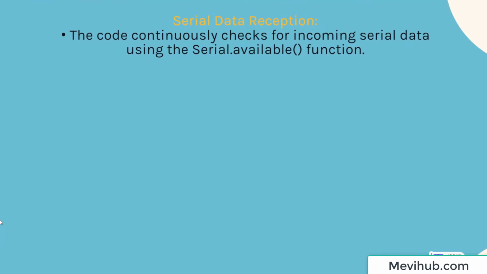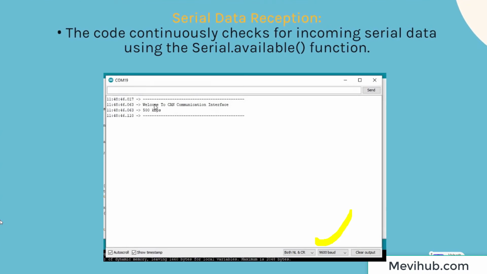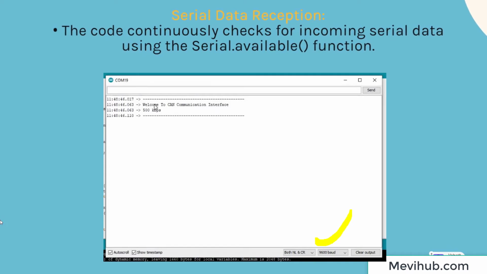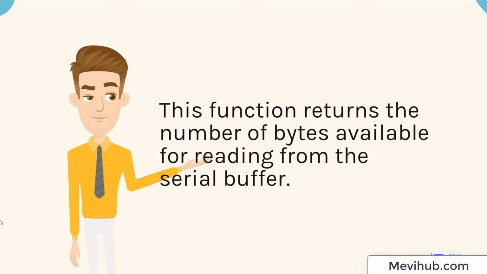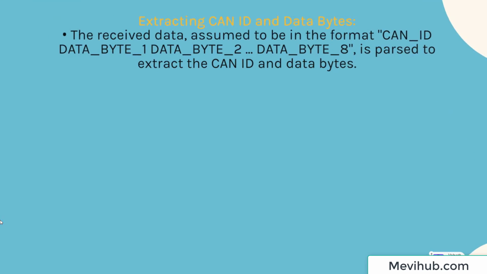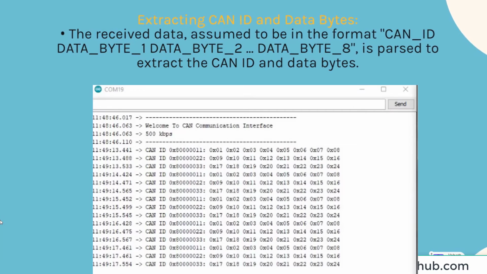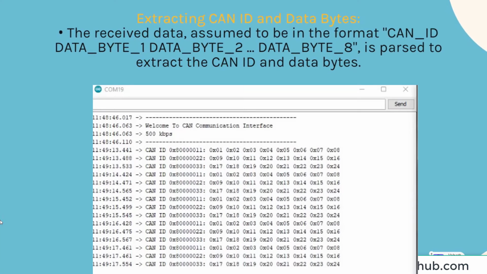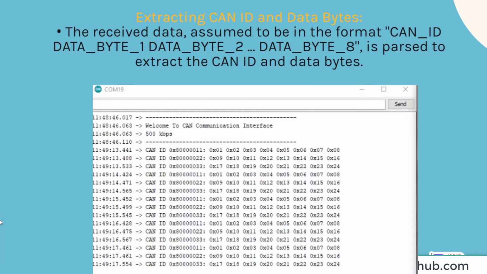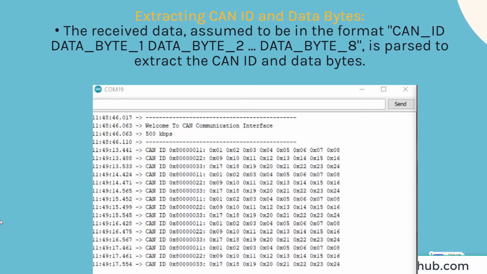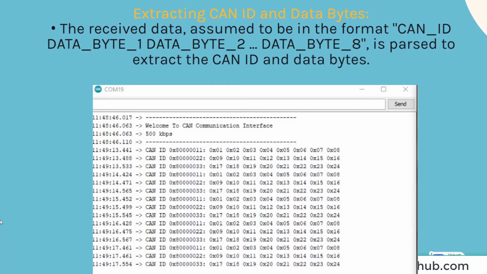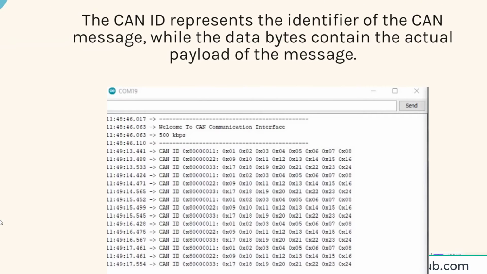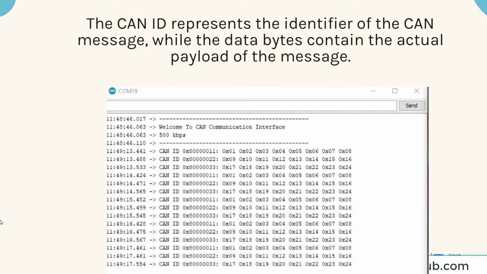Serial data reception. The code continuously checks for incoming serial data using the Serial.available function. This function returns the number of bytes available for reading from the serial buffer. Extracting CAN ID and data bytes. The received data, assumed to be in the format CAN_ID data_BYTE_1 data_BYTE_2 through data_BYTE_8, is parsed to extract the CAN ID and data bytes. The CAN ID represents the identifier of the CAN message, while the data bytes contain the actual payload of the message.